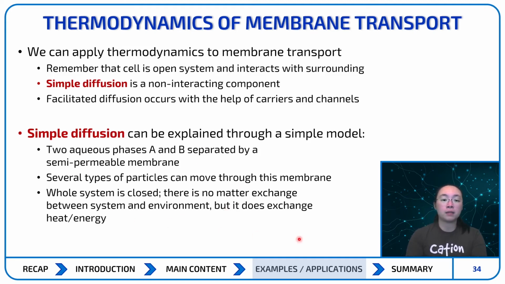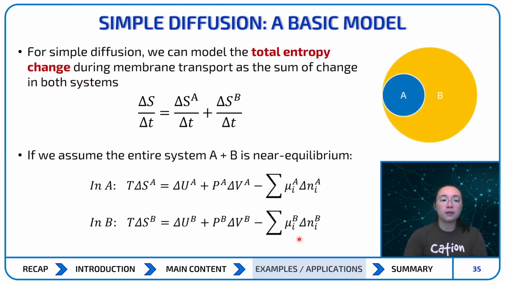Simple diffusion can be explained through a very simple model. You have two aqueous phases, A and B. They're separated by a semi-permeable membrane. Several types of particles can move through this membrane, but others cannot. The whole system is closed. There's no matter exchange between the system and the environment, but there are basically two phases within that system. It doesn't exchange any energy with the outside, but it does exchange heat and energy on the inside. So here's a picture of the two phases within that system.